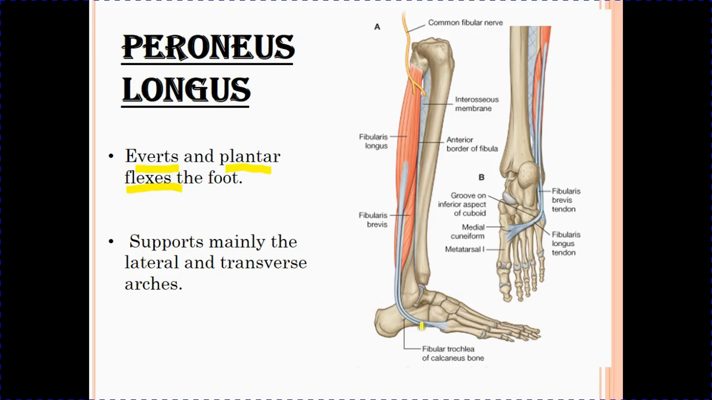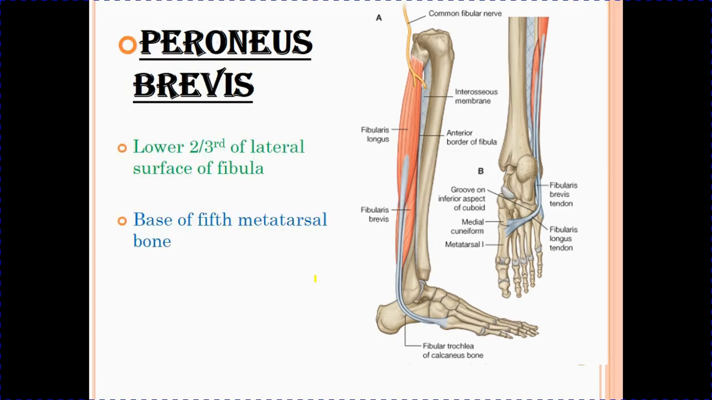Now, peroneus longus supports mainly the lateral arch and the transverse arch of the foot. I told you the foot has elevations and depressions. The most prominent arch is the medial arch, and we have a lateral arch as well as a transverse arch. They will be discussed in the next lectures. So, the peroneus longus is supporting the lateral and the transverse arch.